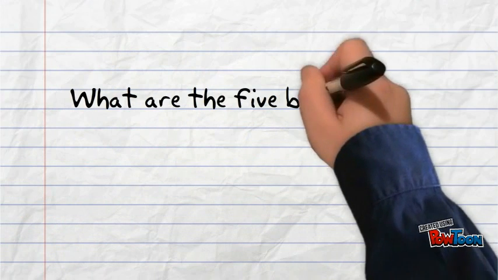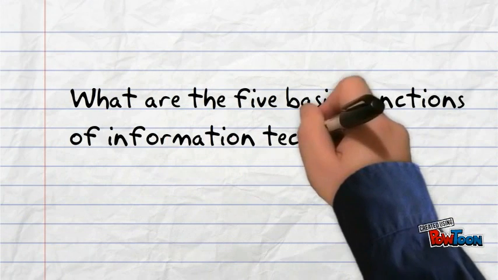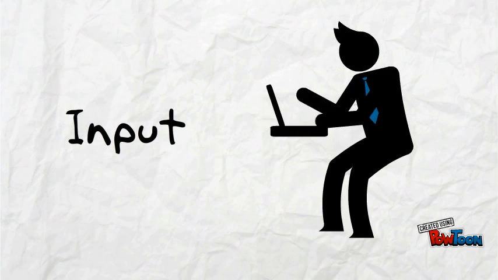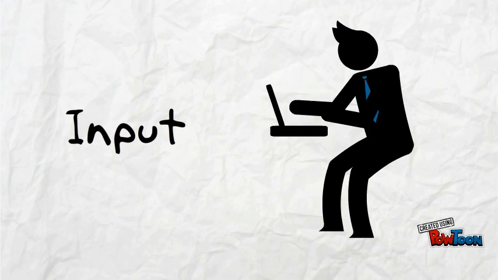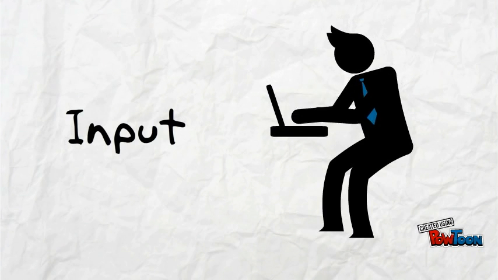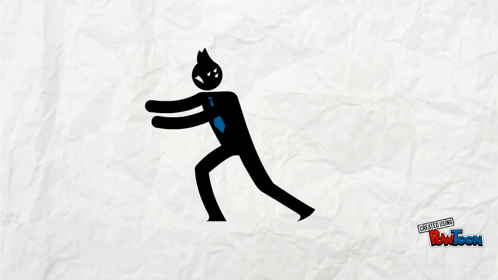What are the five basic functions of information technology? Input. Computers allow people to enter data such as text, numbers, images, video and audio using a range of input devices such as keyboards, cameras, scanners and microphones.